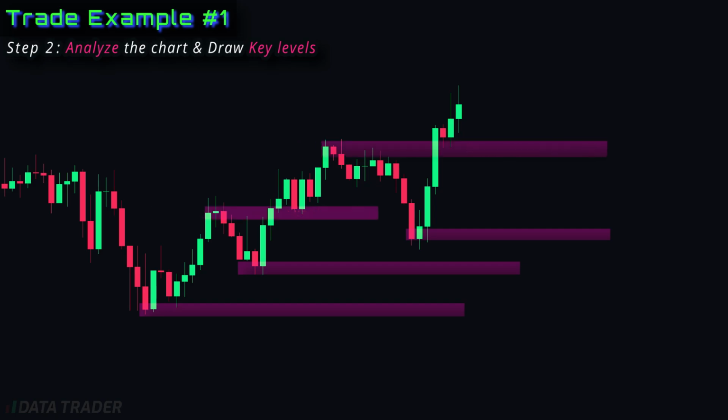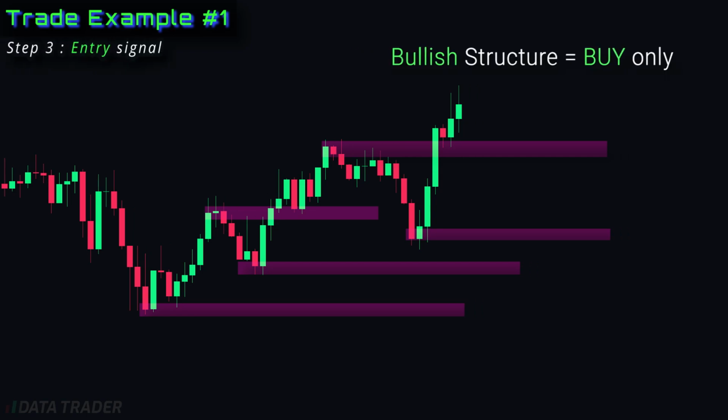Now, once we've identified all the key supply and demand levels at this price range, we can finally search for an entry signal. But first, because the market structure indicates an uptrend, it means that we're strictly taking buy positions only. So we know that at these zones that we drew, high liquidity is present, meaning that there's a chance that price may retest those levels again in the future. So let's see what happens to the price.